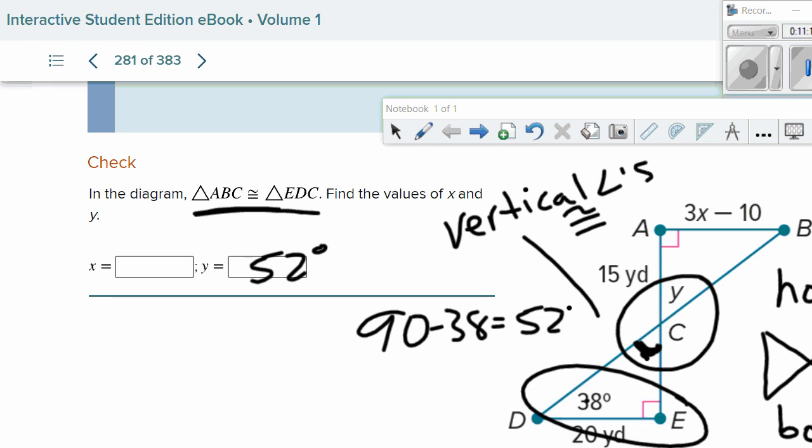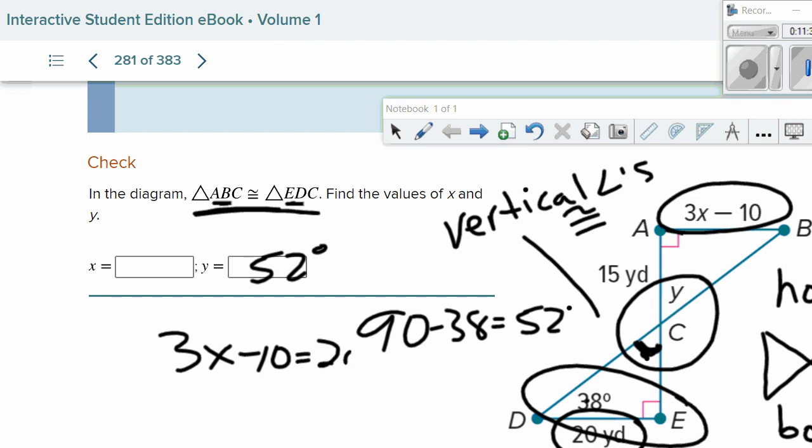To solve for x, I know that AB and DE are going to be congruent, because if I go back up here, AB and ED are corresponding. So I could take that 3x minus 10 and set it equal to 20 and just solve that for x, okay? It's kind of common sense, but just taking the rule here of corresponding sides, you've got to set them equal and solve it. We've been doing that a lot this year. So hopefully that makes sense, okay?